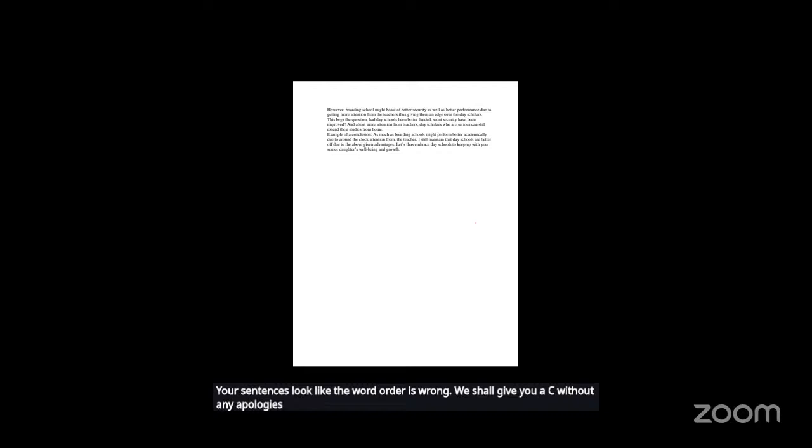Category C, you're very full of cliche. If your teacher is fond of giving you 8, 9, 10, you can write, but you're not confident in the language. A student who is in C, a lot of mistakes of grammar. That's why to one student I said, please allow me to see your composition. If you have a lot of problems with grammar, your sentences look like the word order is wrong, we shall give you a C. Without any apologies, we shall give you a C.